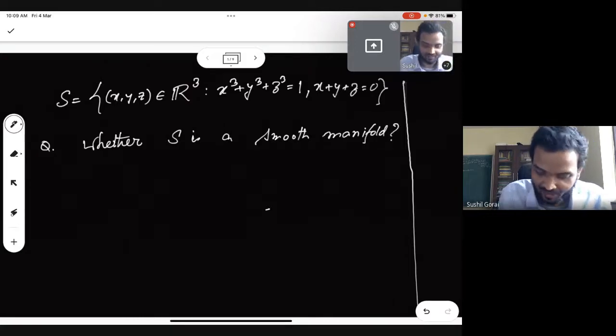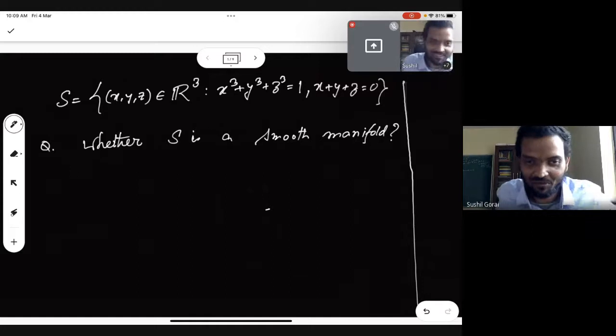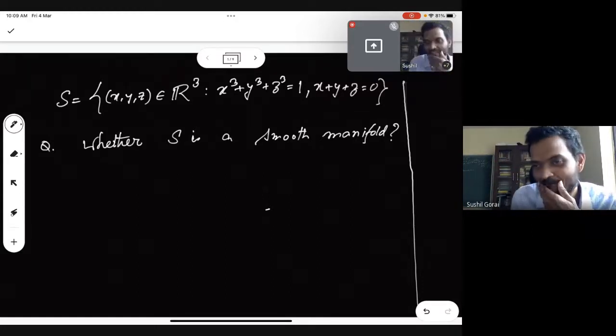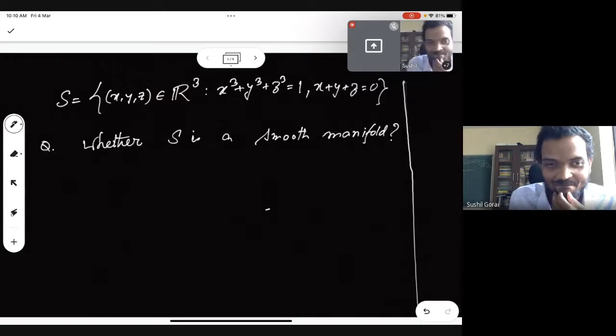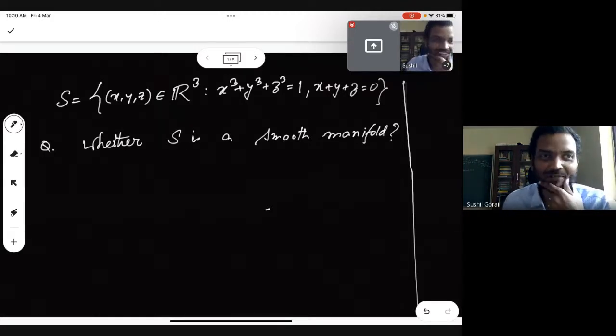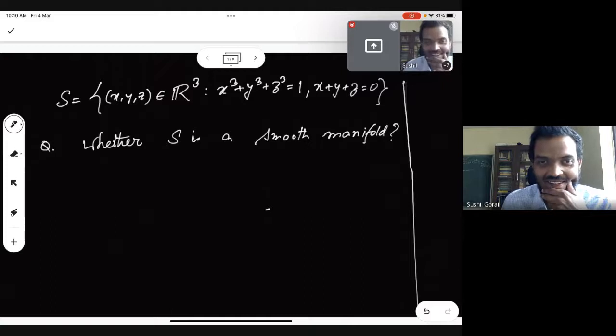How many have tried to show that it is a smooth manifold? Who is confident that you have the correct answer? Nobody?